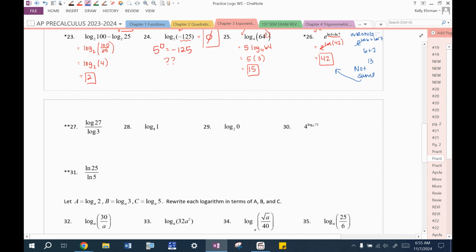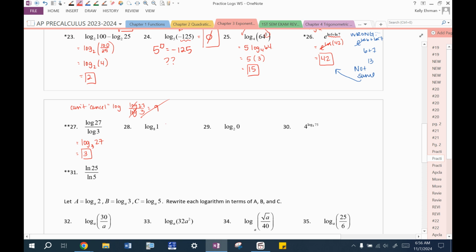Okay, 27, back to doing change of base again, because log base 10 of 27 over log base 10 of 3 is nothing. But this is just log base 3 of 27. So you're not allowed to cancel logs. Like you can't say, boom, boom, 27 over 3 is 9. Can't do that. This is illegal math. But instead you're saying 3 to what power is 27? 3 to the 3rd is 27.